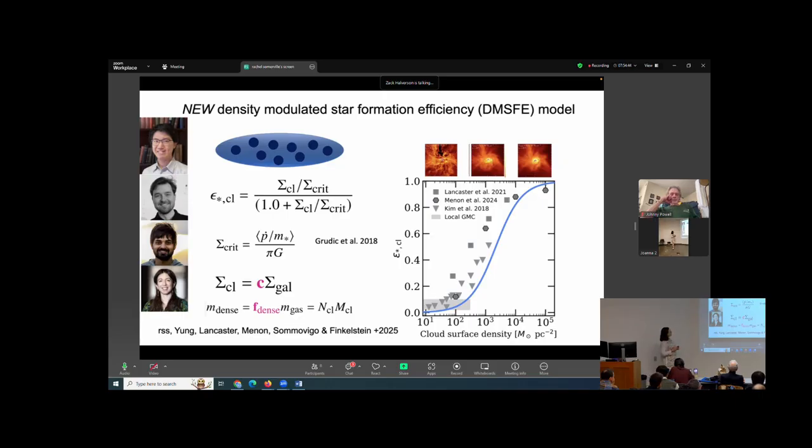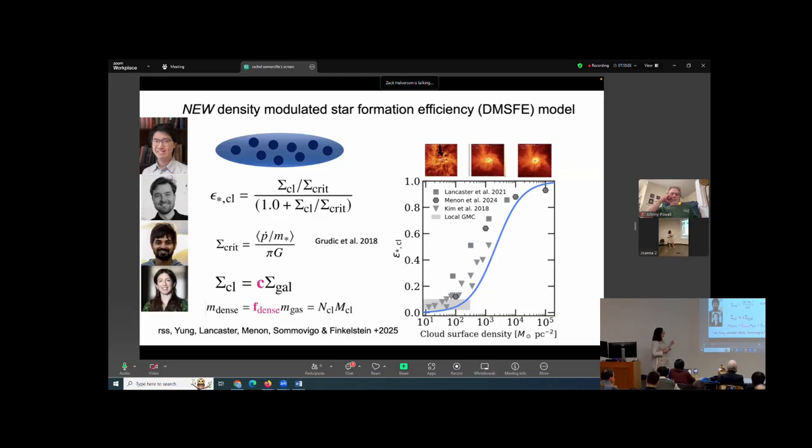So if you know P dot over M, which is just the rate of momentum deposition by the massive stars, then you can compute this number, and that's the blue line. So without any tuning, that very simple analytic model reproduces the results of these cloud scale simulations very well.